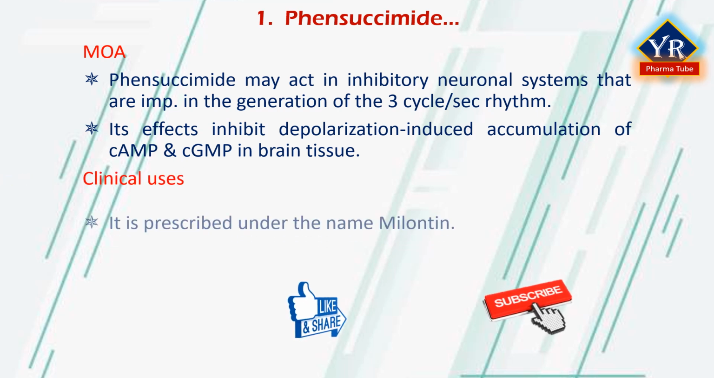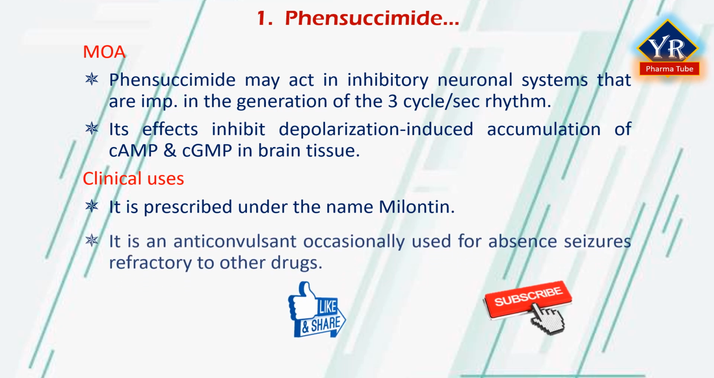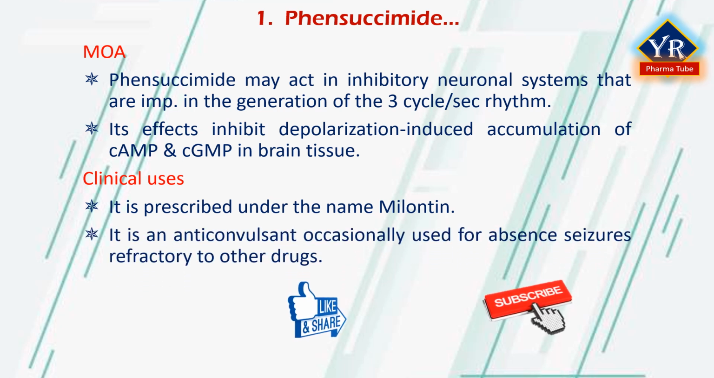Phensuximide is also prescribed under the name Milontin. It is an anticonvulsant drug occasionally used for the treatment of absence seizures, that is, in minor forms of epilepsy refractory to other drugs, although it is considered to be less effective than ethosuximide. It should be used with caution in patients with acute intermittent porphyria.